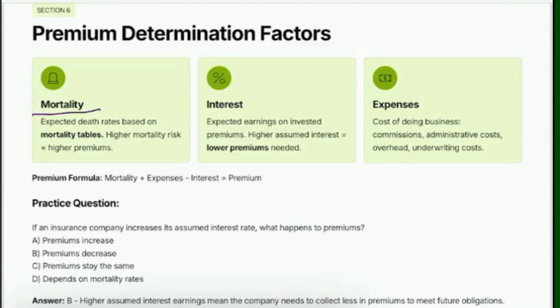Obviously, somebody who is 22 years old is expected to live a lot longer than somebody applying for a policy who's 68 years old, right? This one is going to be much more expensive.